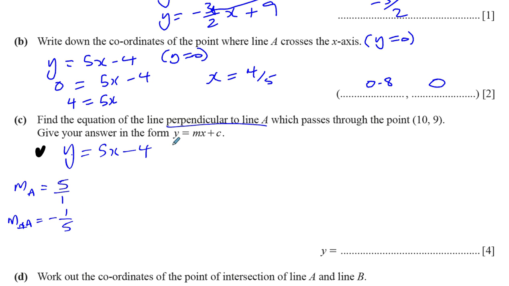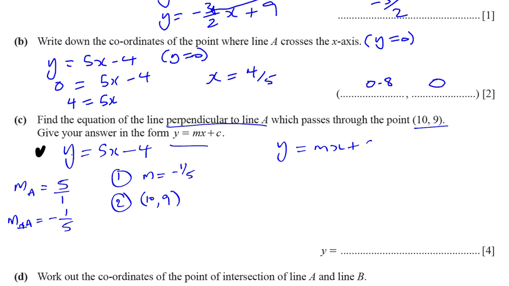So to find the equation of a line, we need 2 bits of information. We need the gradient of the line, which is given the symbol m, and we need any point on the line. The gradient we deduced from the fact that it's perpendicular to line A, so it has a gradient of minus 1/5, and the point on the line is 10, 9, given to us in the question. So that's enough to work out the equation in the form y equals mx plus c. The only thing that is unknown is c.